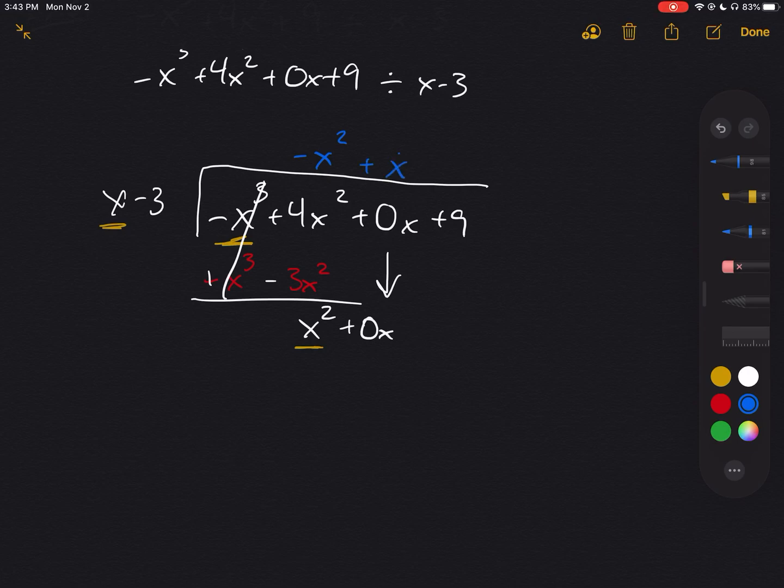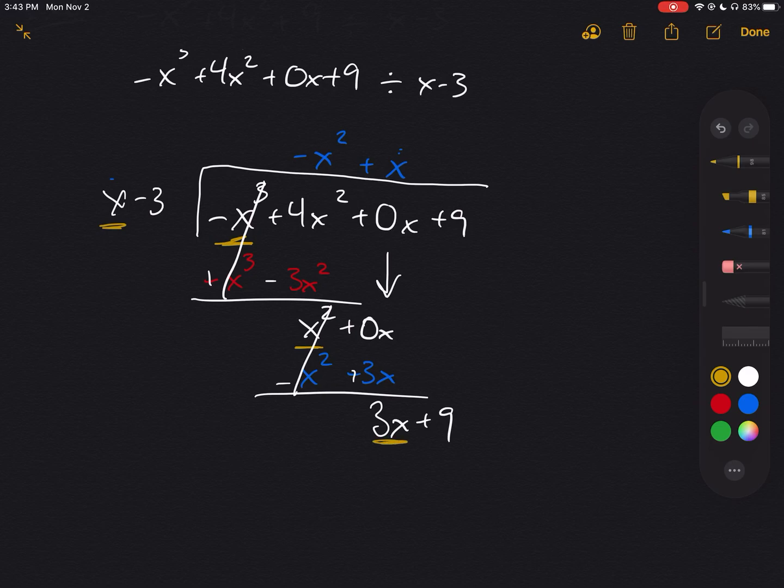So x times x is x squared, and x times negative 3 is negative 3x, right? So now we've had an x term popping up. We want to change the sign on both of them and add down. So when we do that, the x squareds cancel out, and I've got 0x plus 3x, which is 3x plus 9. Okay. All right. I got rid of my x cubes. I got rid of my x squareds. Now I'm left with an x term.